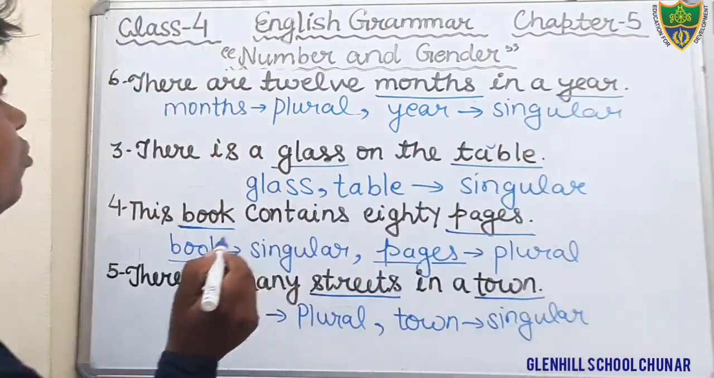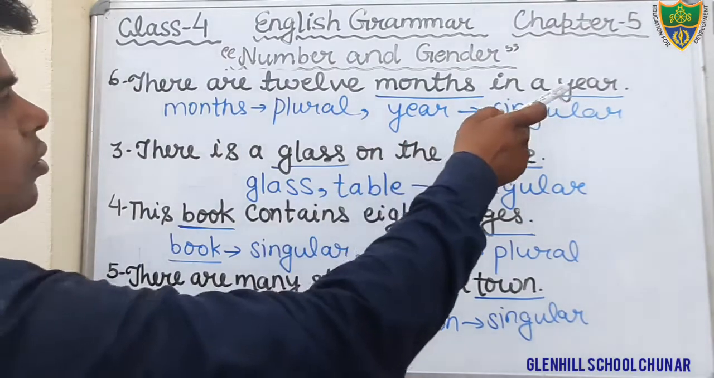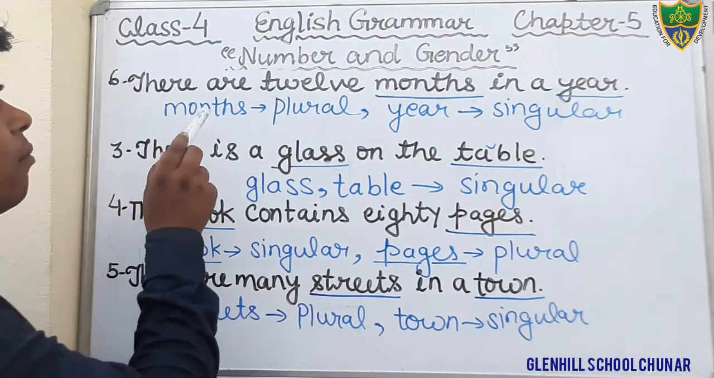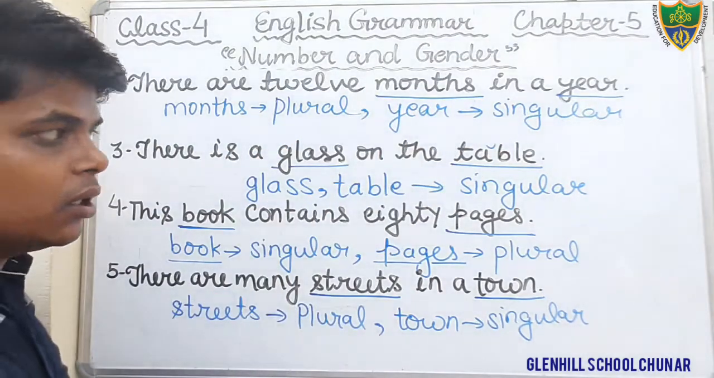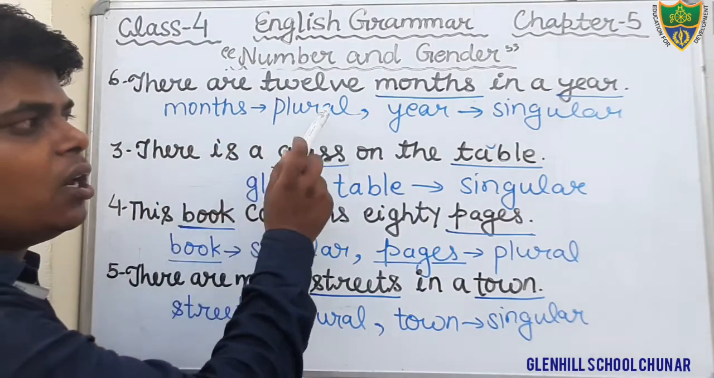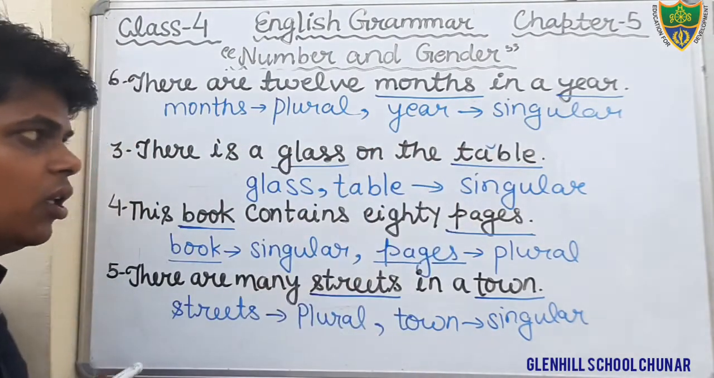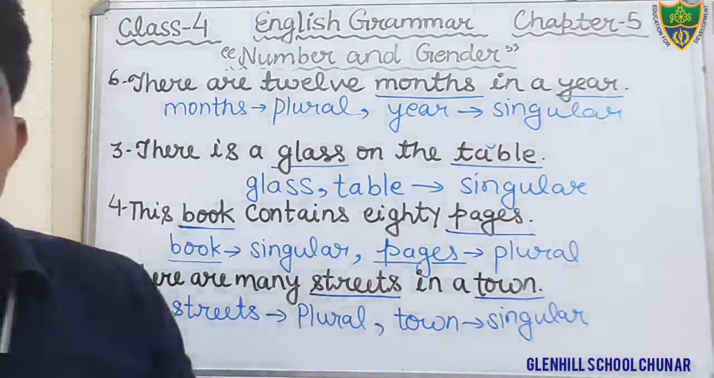Okay students, just write down: There are 12 months in a year. In this sentence, the words months and year both are nouns, and months denotes the plural number and year denotes the singular number. So write in such a way, months is plural and year is singular. Okay, so in this way we have completed exercise number 2.